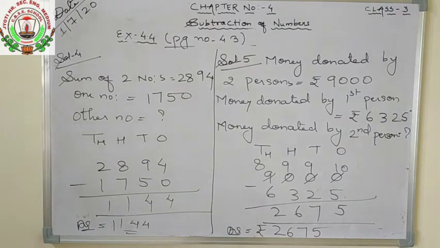What is our question number 6? Question number 6 is, there are 7,339 books written in different languages in a book shop. If 3,588 of them are written in English, how many books are there in other languages? This you have to find out.